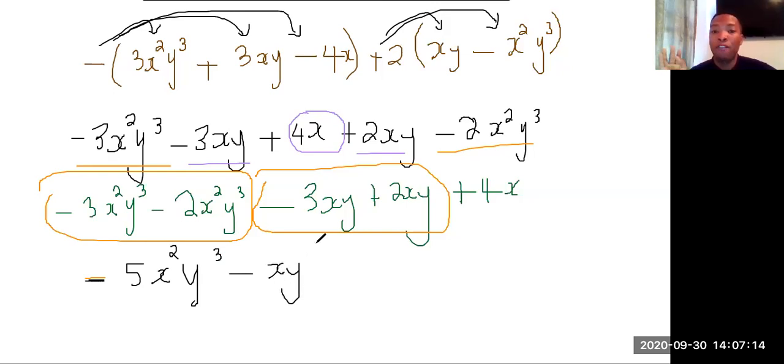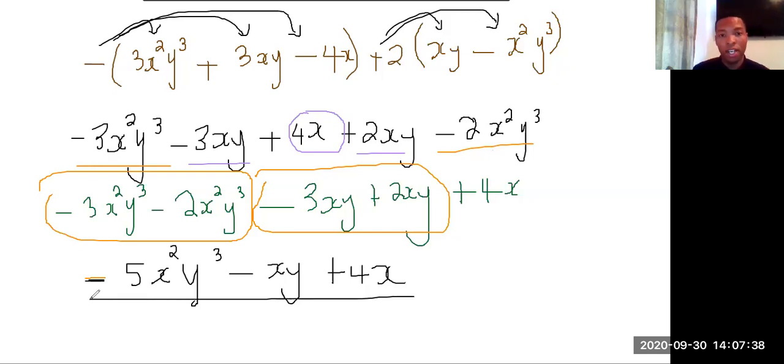Don't let the variables fool you. It's still done the same way. If I said to you negative 3 plus 2, you would tell me it's negative 1. You're on the number line at negative 3 and you go over 2. It's still negative 1. It's just that the xy is there. It's my term. And then that's plus 4x. So that right there would be my answer for that question.